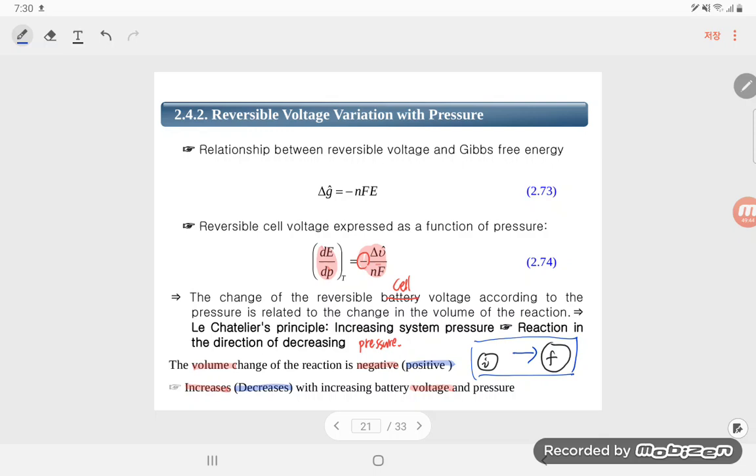If the initial volume is smaller than the final volume of the product, then the volume change is positive, and the voltage is decreased when this happens. Reversely, if the volume of the initial is larger than the final, the product, then it has a negative volume change, so the voltage will be increased.